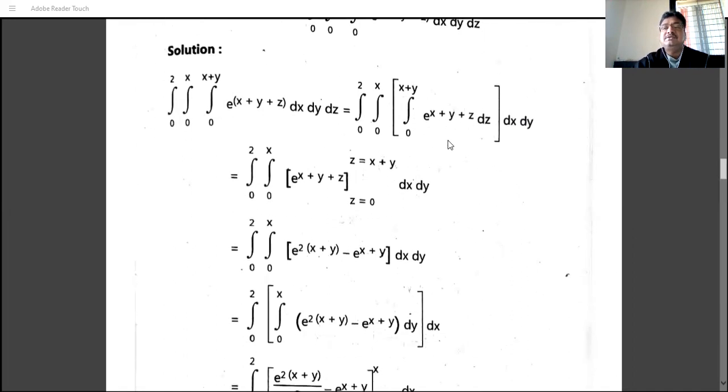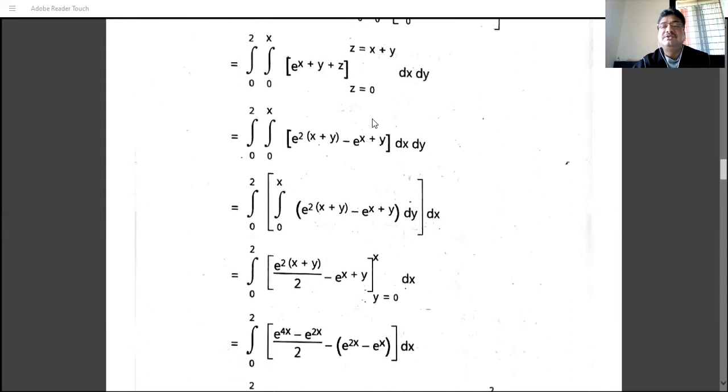So the integration of e raised to x plus y plus z: x plus y is now constant, so it is e raised to ax plus b. By that rule, the integration is divided by the coefficient of z. The coefficient of z is 1, so no need to divide by 1. So e raised to x plus y plus z is its integration, where z runs from 0 to x plus y. Substituting z as x plus y, we get e raised to 2 in bracket x plus y, or 2x plus 2y, minus the value substituting z as 0.